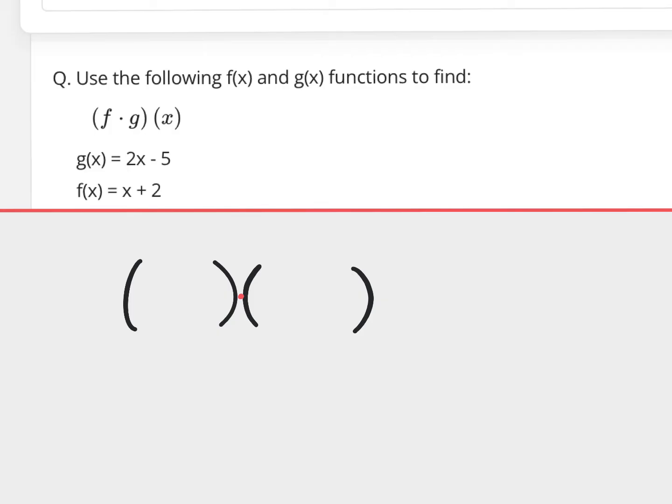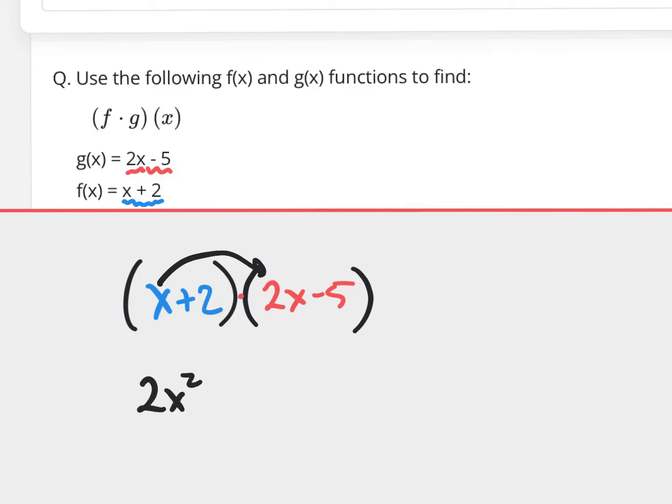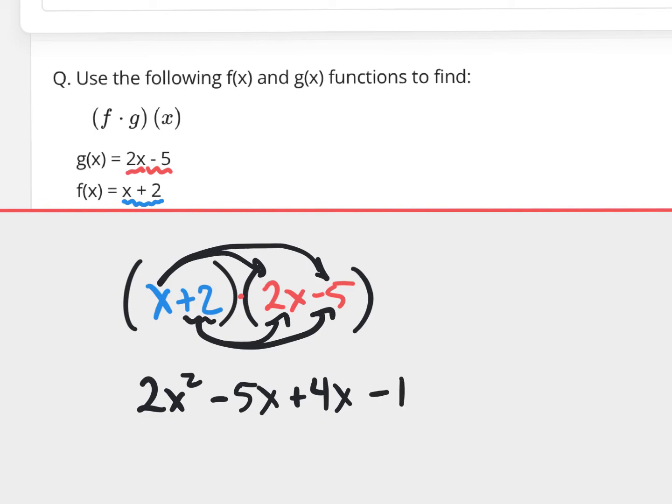So the f function is x plus 2, so I'm going to put the x plus 2 right there. The g function is 2x minus 5, and this is first week of algebra, distributive property and combining like terms, right? Let's begin, shall we? X times 2x is 2x squared. X times negative 5 is negative 5x. Positive 2 times 2x is positive 4x. Positive 2 times negative 5 is negative 10.